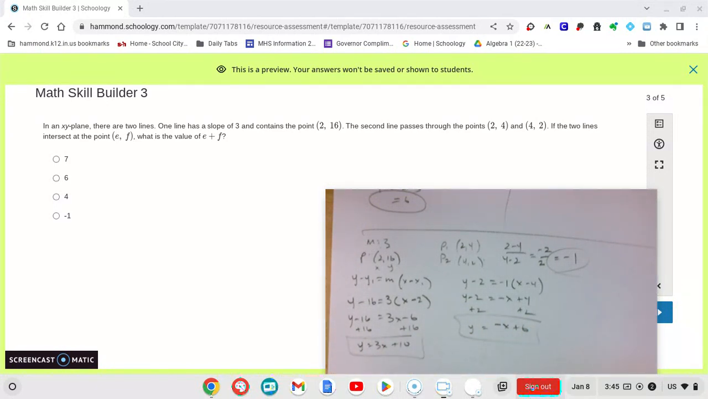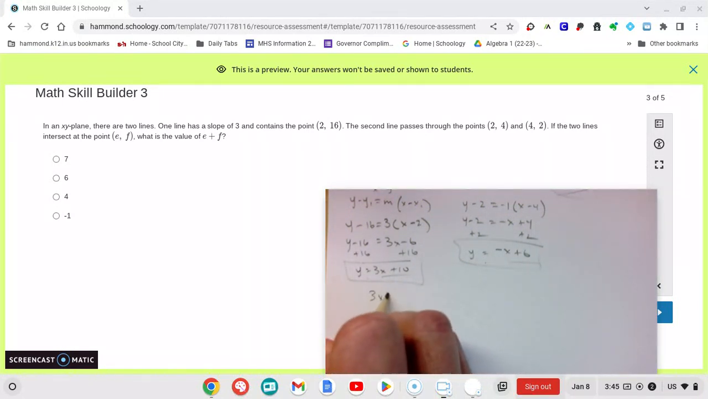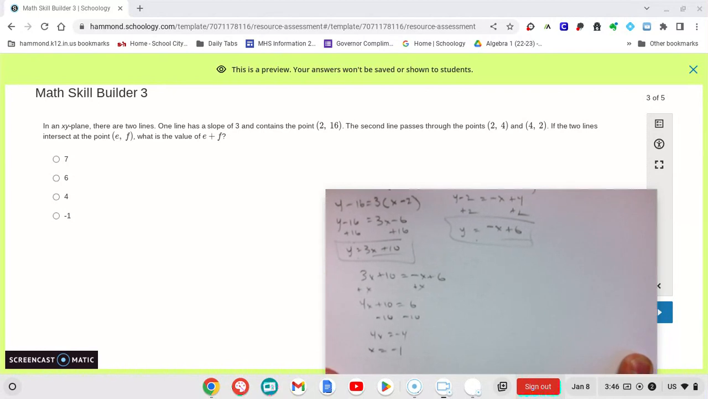So here's my two equations. They're both in slope-intercept form, y equals. So y is equal to y. So I can set these two terms equal to each other. 3x plus 10 equals negative x plus 6, and solve. So I'm moving kind of quick on this, I know, just in the interest of time. But you've worked this type of problem before.